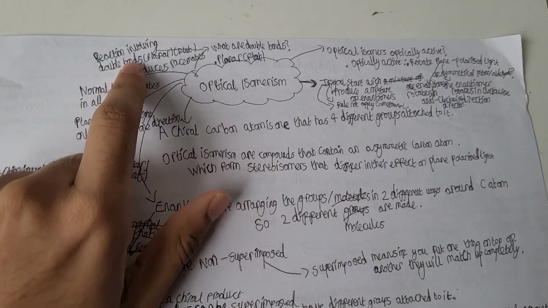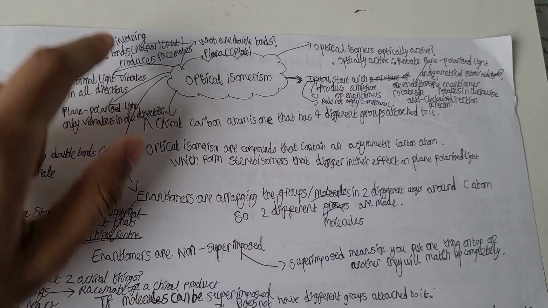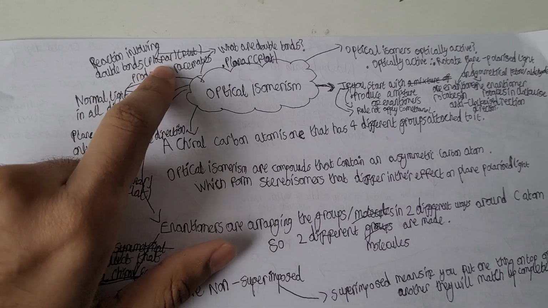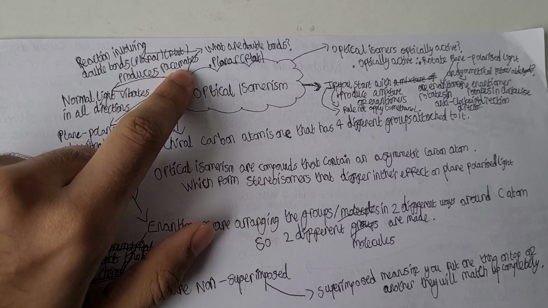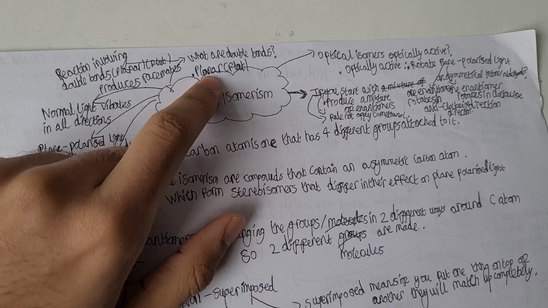Optical isomerism. Reactions involving double bonds, which are planar, aka flat, produce racemates. And what are double bonds? They're planar, flat.